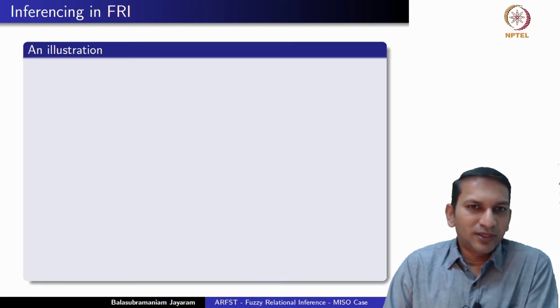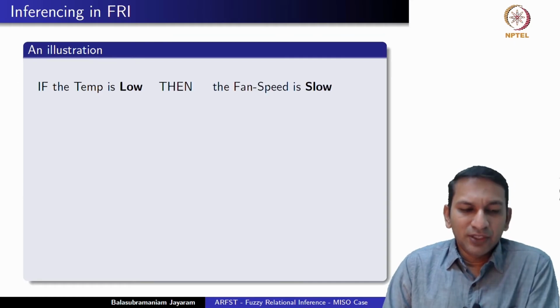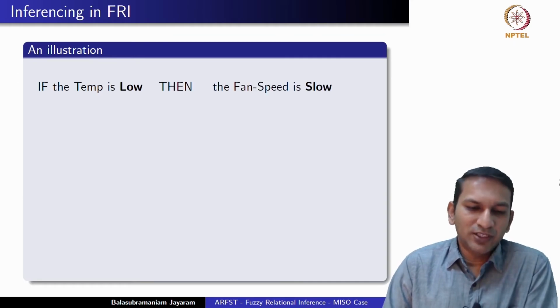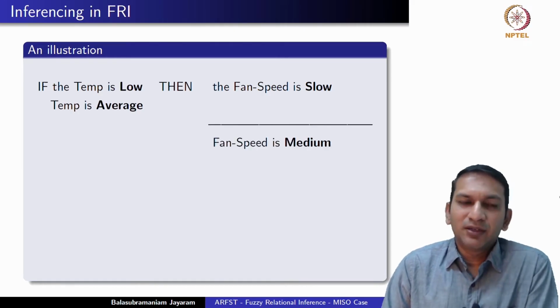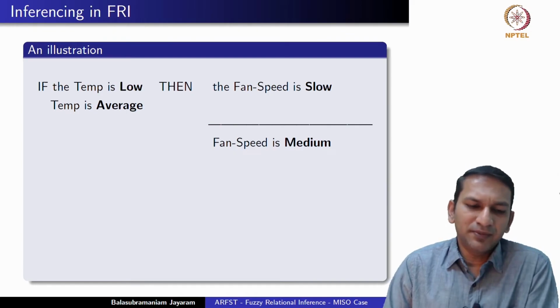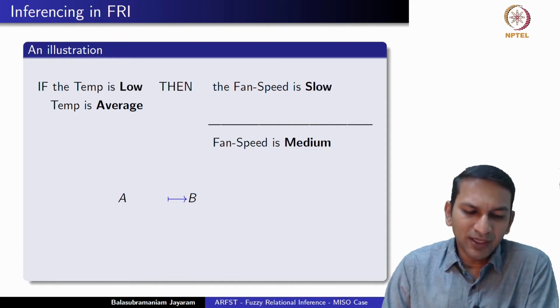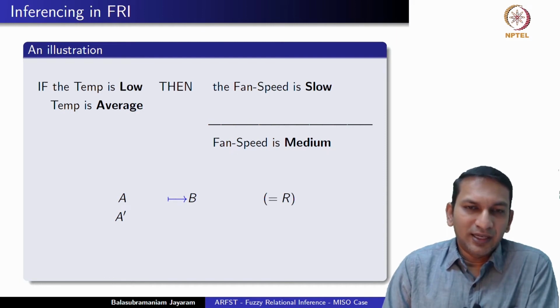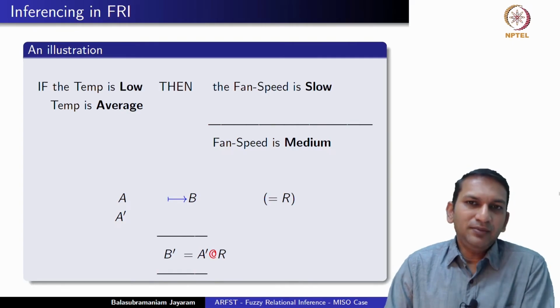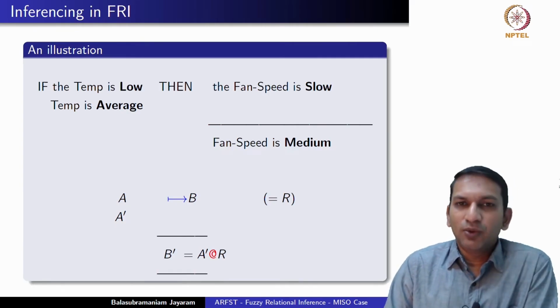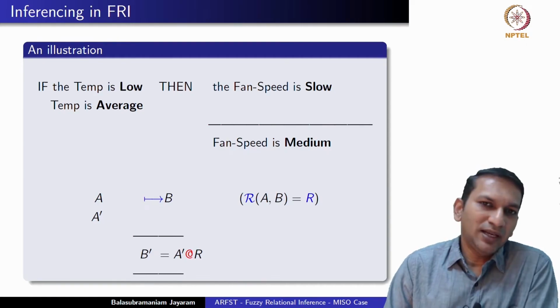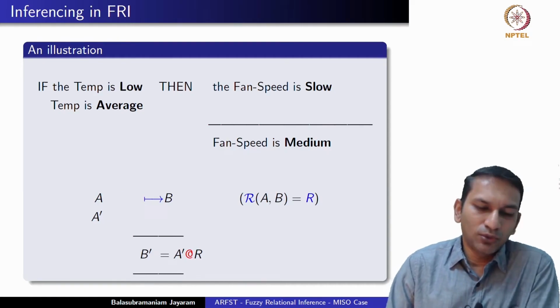Well, let's look at an illustration. We are given this rule: temperature is low, then the fan speed is slow, and given the input temperature is average, we would like a reasonable inference, something like fan speed is medium. So when you translate it into notational symbols, then we see that we have a rule of the form A implies B, and given an A dash, we want a B dash. We know that this can be obtained by composing A dash with the relation R. And what is R? It is that fuzzy relation which captures the rule.